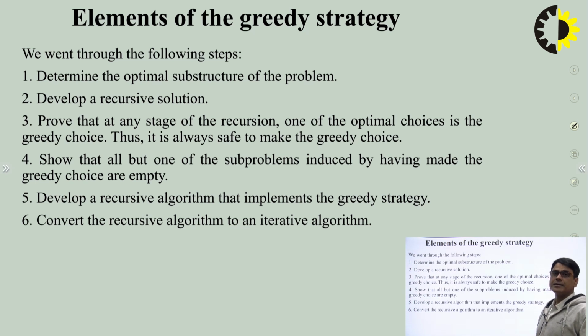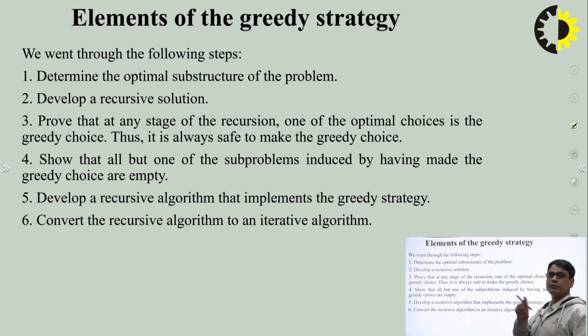Second, develop a recursive solution. How can we solve every step? Means in the first step we get some solution. We have one particular formula. Then definitely this formula is used again for the second step. So there you have to develop a recursive formula. And third, prove that at any stage of recursion, one of the optimal choices is the greedy choice. It also proves that every moment you are getting the best solution at that moment, and that solution is only one, not more than that.